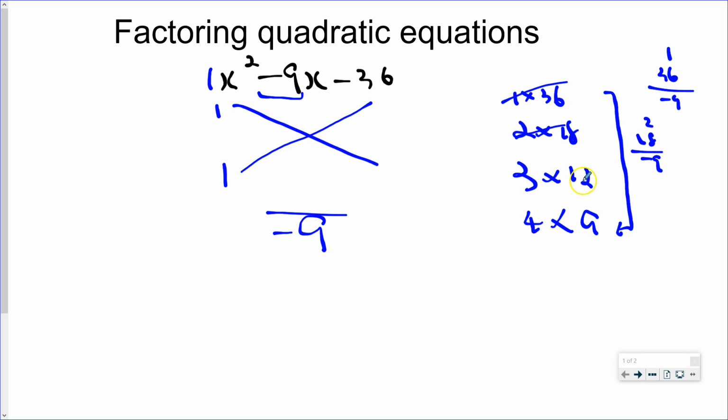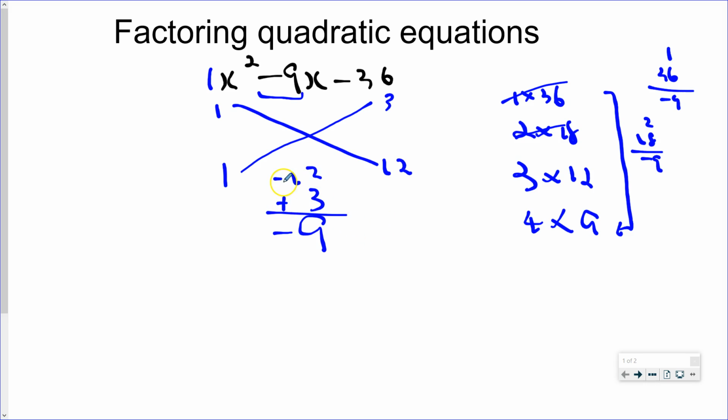Because I've been doing this for a very long time, I know that 3 and 12 is going to work. 1 times 12 is 12. 1 times 3 is 3. Now, I know that they're going to give me some sort of 9. We just have to figure out the positive and negative. So if I want to get to a -9, I need a positive 3. I need a -12.